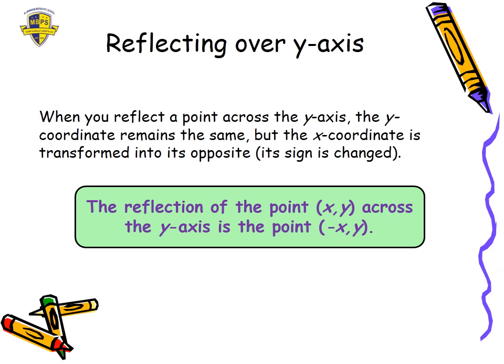Okay, let's find the rule. The rule to reflect any shape over the y-axis or across the y-axis. The y-coordinate remains the same, but the x-coordinate is transformed into its opposite. So we just have to change the sign, positive, negative. So the reflection of the point (x, y) will be (minus x, y).